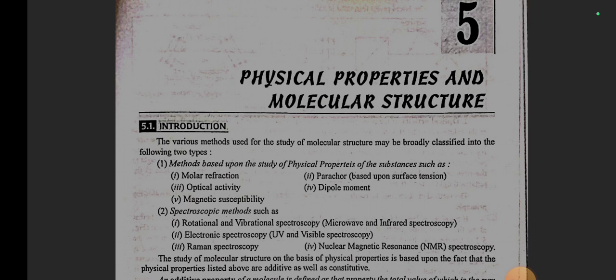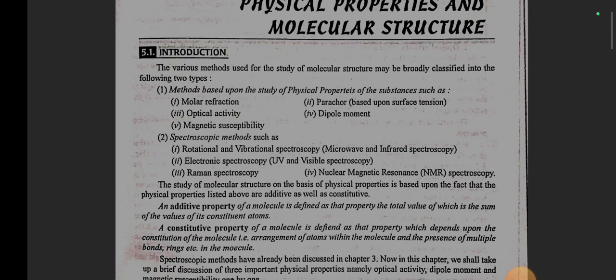Introduction. The various methods used for the study of molecular structure may be broadly classified into the following two types. Number 1. Methods based upon the study of physical properties of the substances such as: number 1, molar refraction; number 2, parachor; number 3, optical activity; number 4, dipole moment; number 5, magnetic susceptibility. Number 2. Spectroscopic methods such as rotational and vibrational spectroscopy, electronic spectroscopy, Raman spectroscopy, nuclear magnetic resonance spectroscopy.